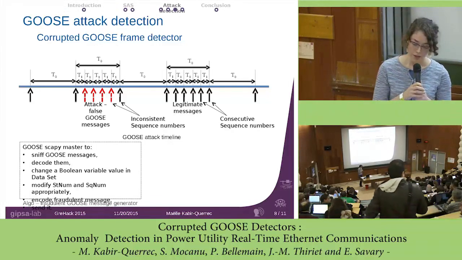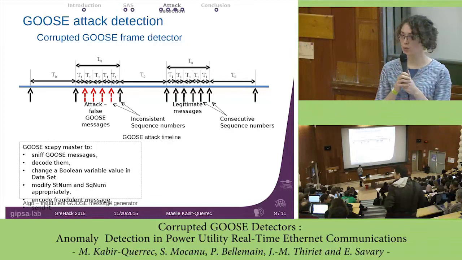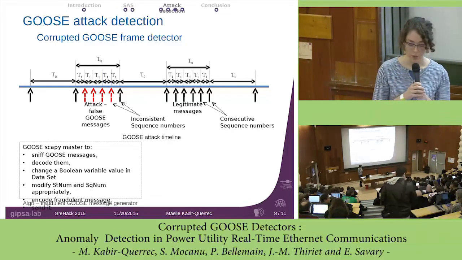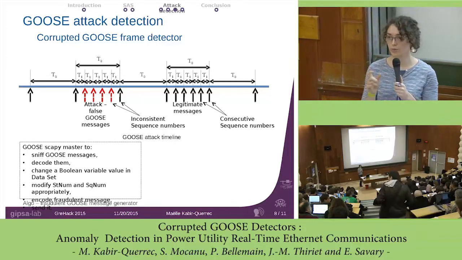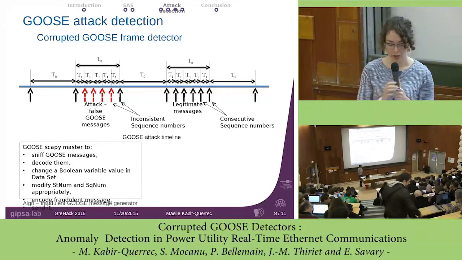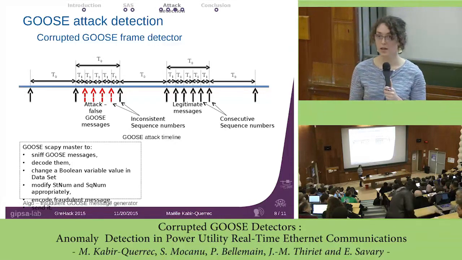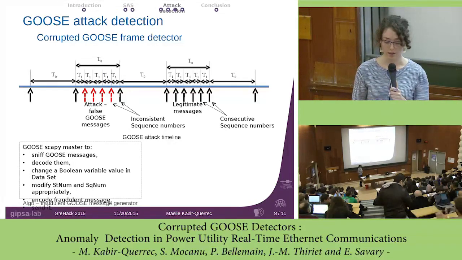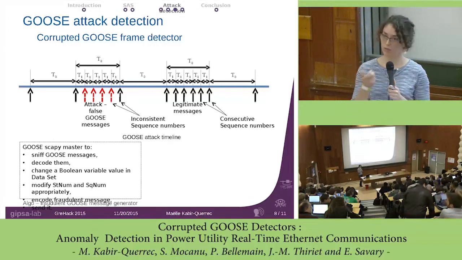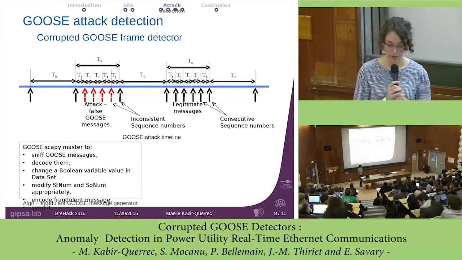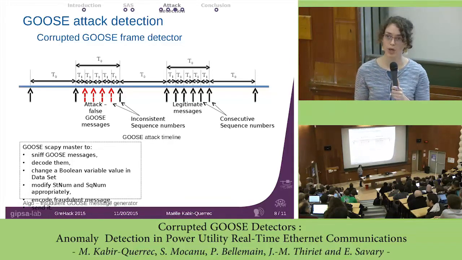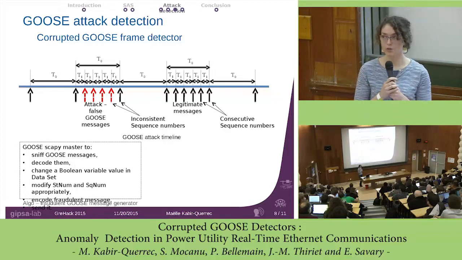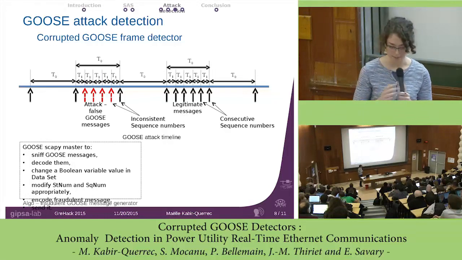The Scapy master will sniff all GOOSE messages and decode them. I decided to change only some Boolean variables. So if the dataset has a Boolean variable, it will just switch its value. It will modify the state number and the sequence number appropriately, and it will encode the fraudulent message and send it again.